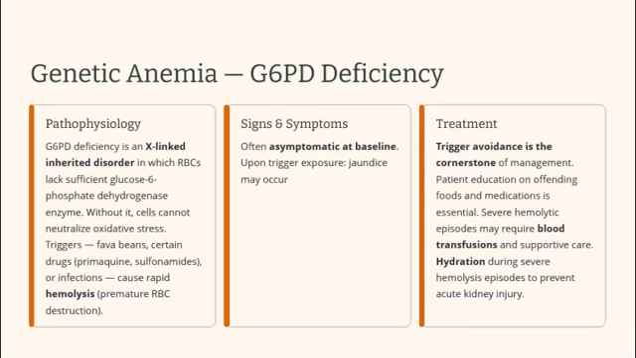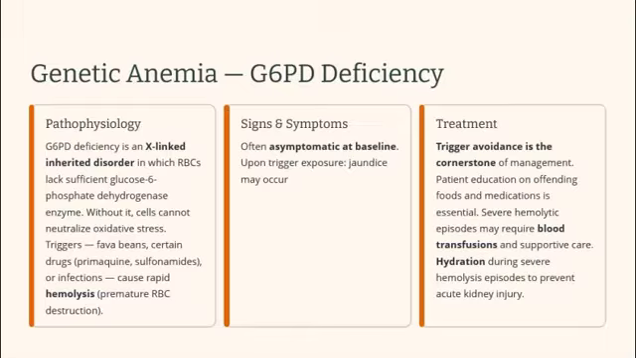Often the patient is asymptomatic at baseline, and in addition to normal anemia signs and symptoms, the patient might also experience jaundice, which is a yellowing of the skin. Treatment would include trigger avoidance. The patient is going to be educated about what their triggers are. And then if they have severe hemolytic episodes where too many red blood cells are being broken down, they may require blood transfusions or supportive care.